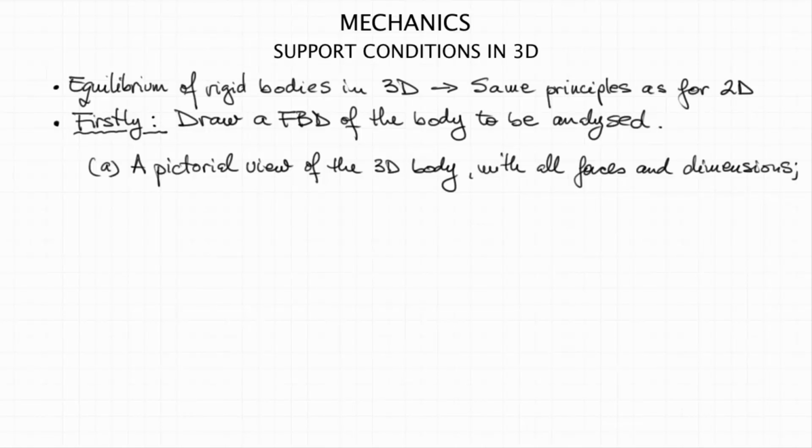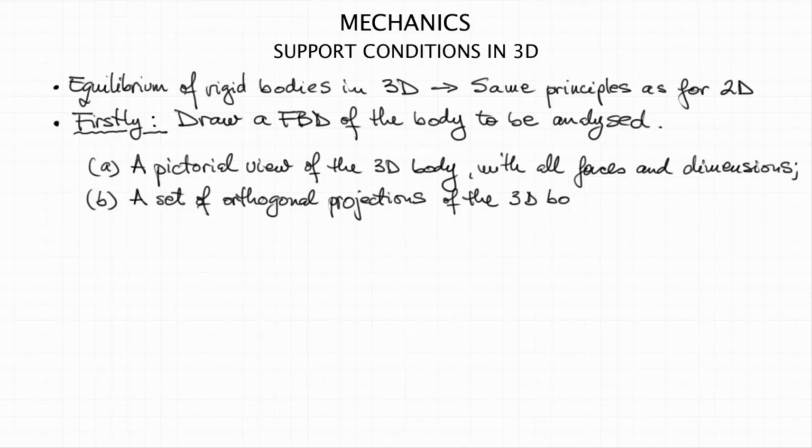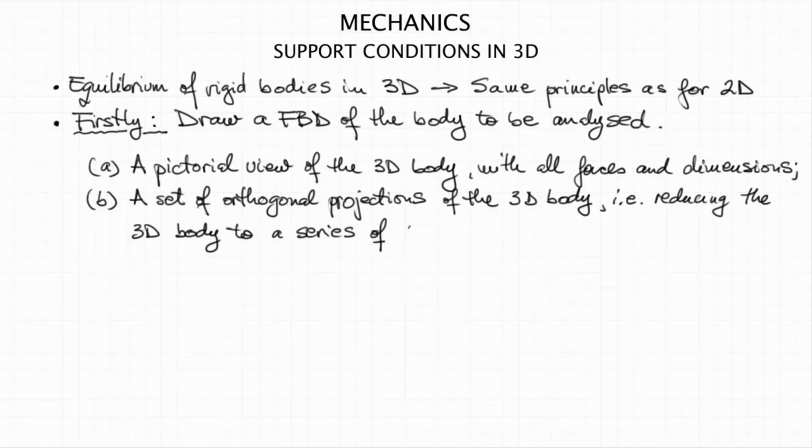Now, this sometimes can be challenging to do, and therefore we have another option in which we can draw a set of orthogonal projections of the 3-dimensional body, which means we would reduce the 3D body to a series of 2-dimensional free body diagrams in each of the 3 orthogonal planes, and that would be the XY, the YZ, and the ZX planes.